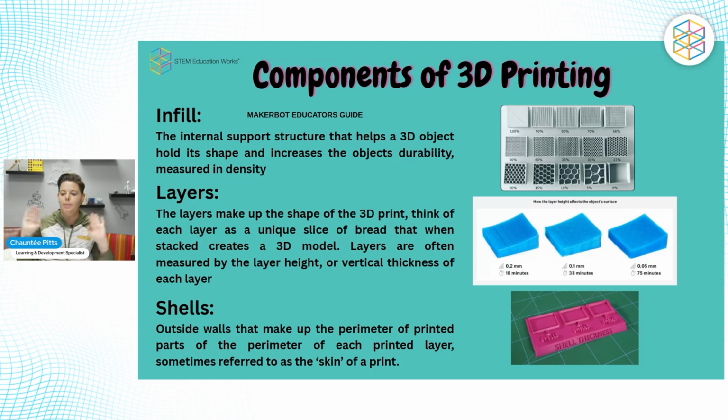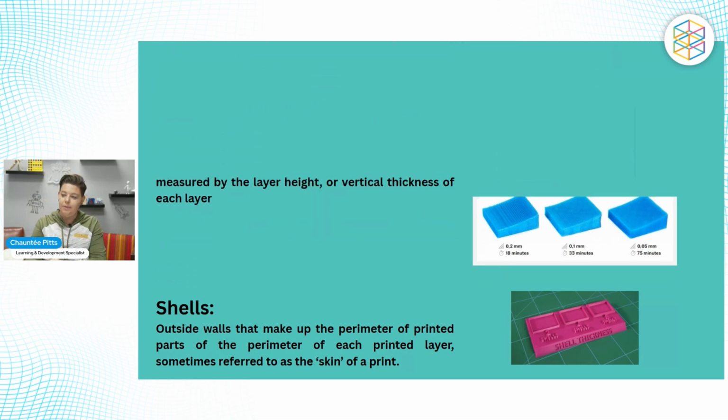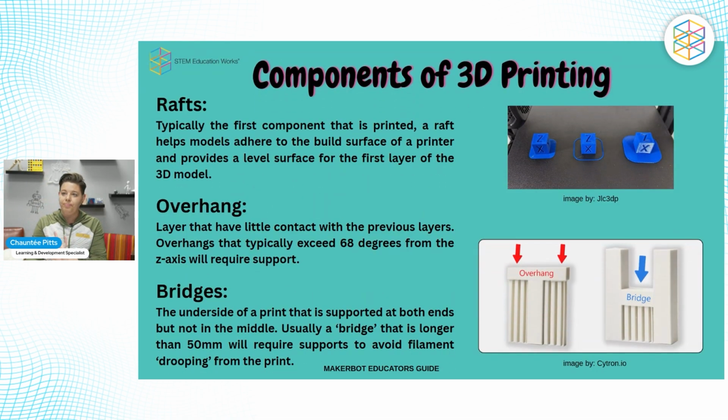The shell is the outside perimeter. You can make the shell as thick or as thin as you want to as well. So that's what that one does. So if you see where it says shell, which will be one of the options in the platform, that's what you're messing with. Then you have rafts.